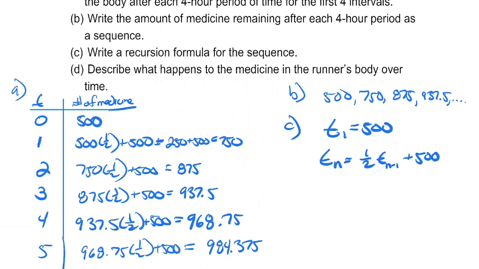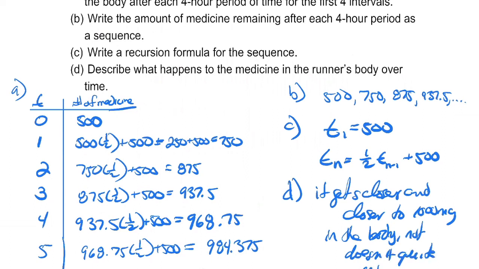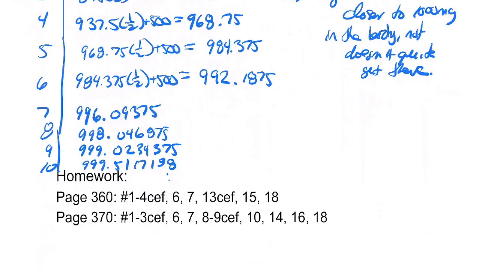And for part D, what we discover is it gets closer and closer to 1,000 milligrams in the body, but doesn't quite get there. Okay, so that's the idea of recursion.